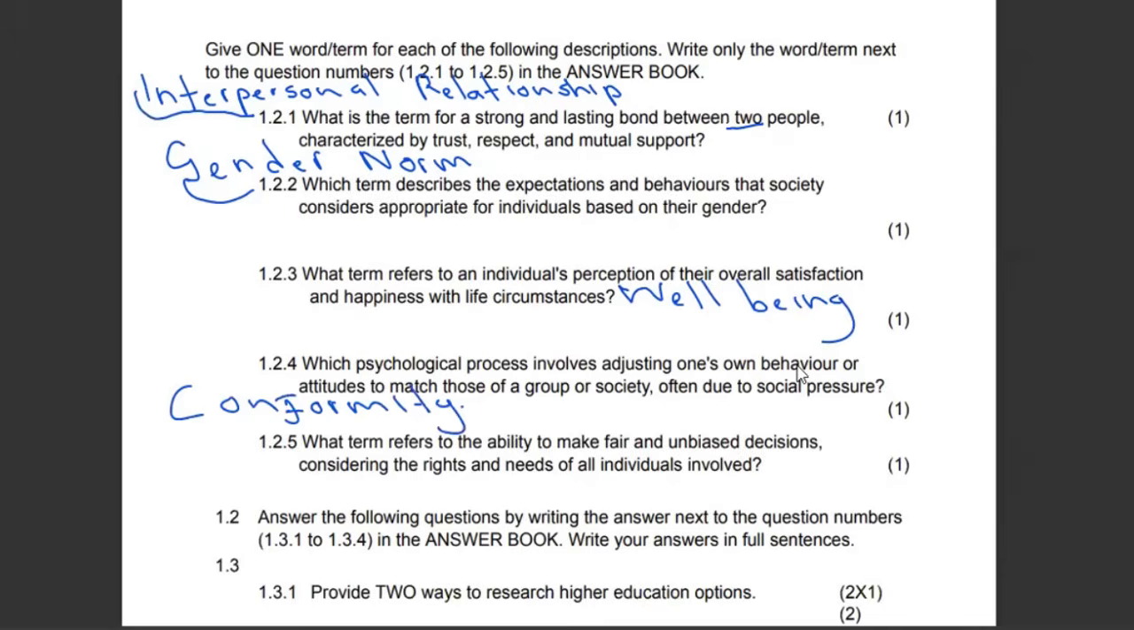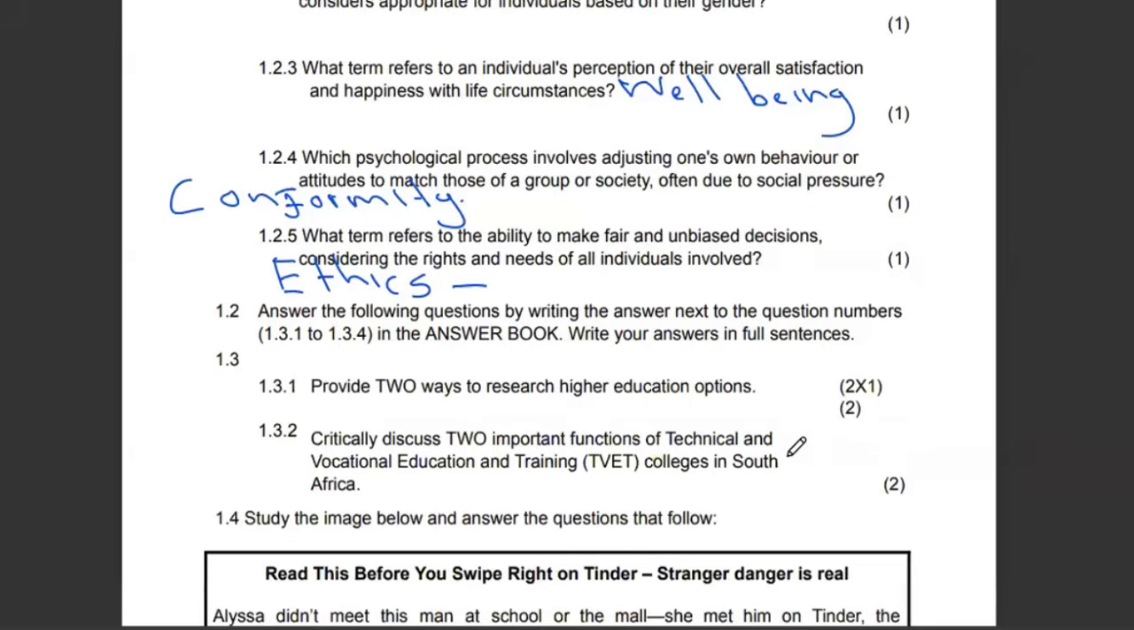That kind of behavior is known as conformity. Then 1.2.5, what term refers to the ability to make fair and unbiased decisions? So when you are able to make fair and unbiased decisions, you actually have what we call ethics. You can distinguish between the good and the bad. So the ability to make fair and unbiased decisions is known as ethics.